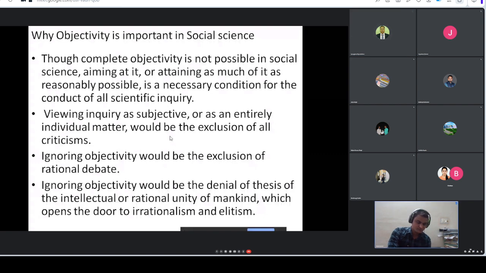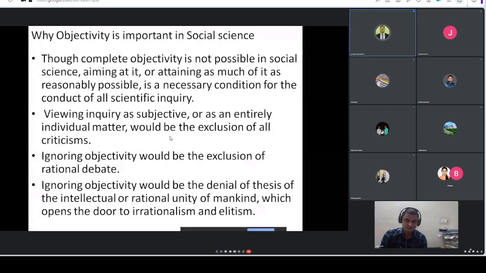So the second is, viewing inquiry as subjective or as an entirely individual matter would be the exclusion of all criticism. What does it mean? What I'm trying to say is, we have to be open to all. Let the world criticize, let the world study and give their views. We should be ready to understand.